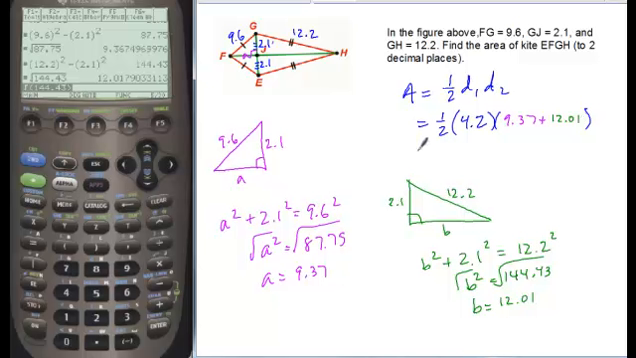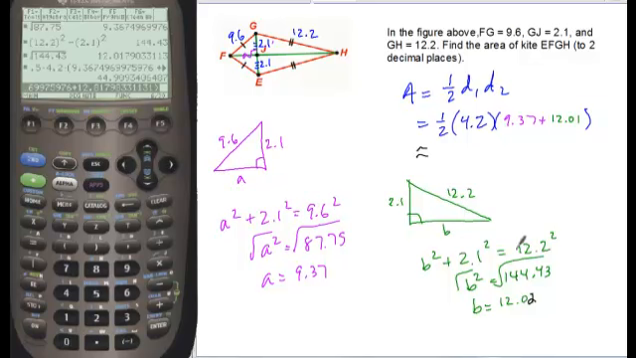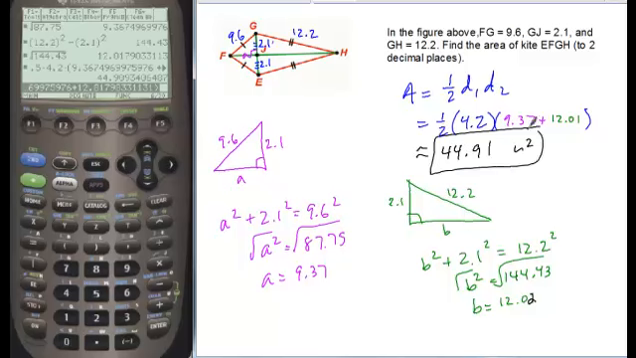And so when we do our final calculation here for the area, we take 0.5 times 4.2 times the sum of these pieces, the 9.37 plus the 12.02 that we just found. Close that off, and when we solve it, we get approximately 44.91 if we round it to 2 decimal places. It's an area, so it's square units, and that would be our solution.